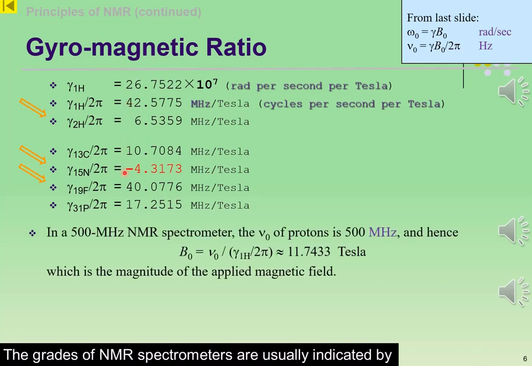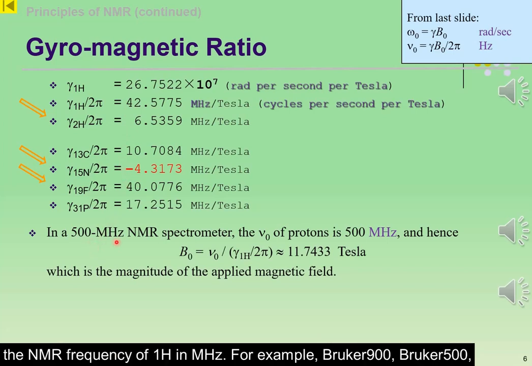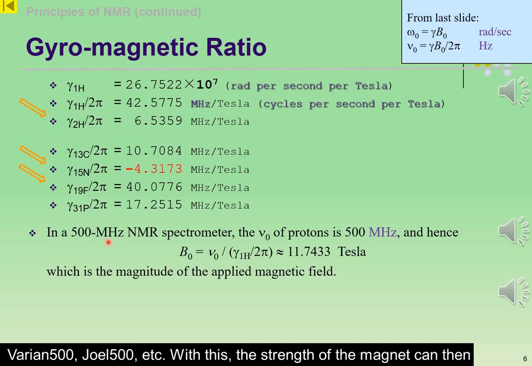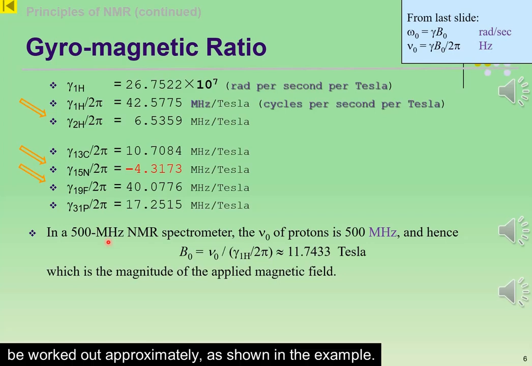The grades of NMR spectrometers are usually indicated by the NMR frequency of 1H in megahertz. For example, Bruker 900, Bruker 500, Varian 500, JEOL 500, etc. With this, the strength of the magnet can then be worked out approximately, as shown in the example.